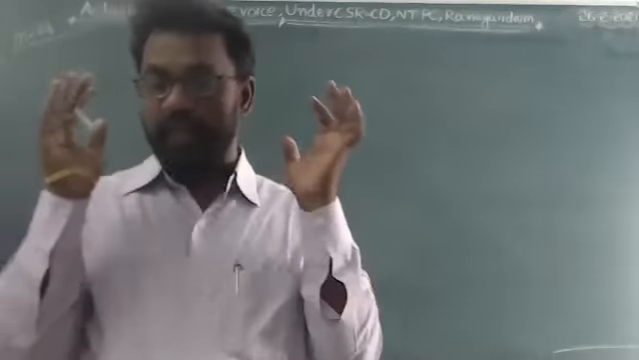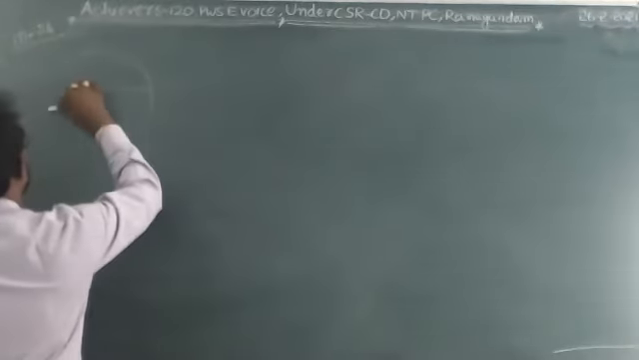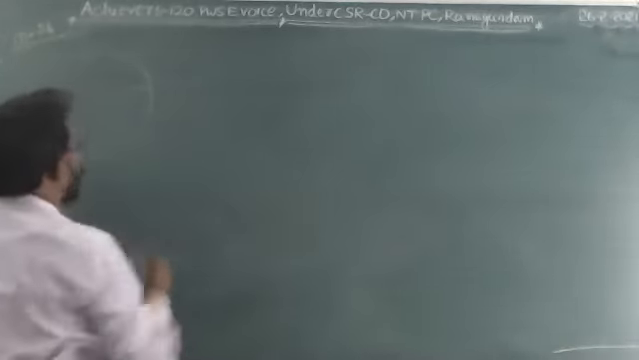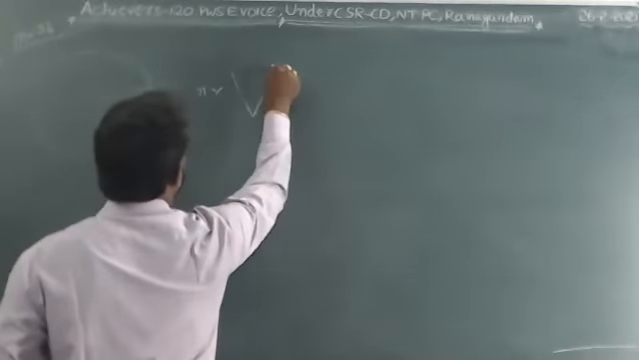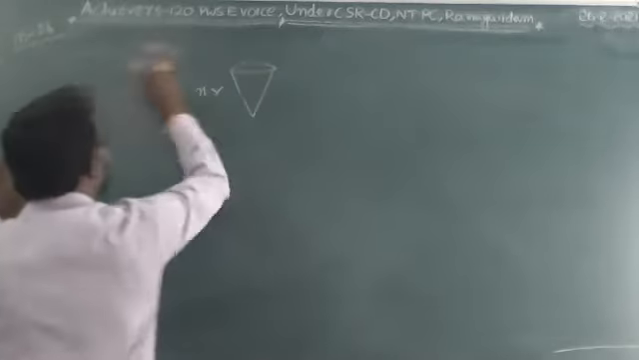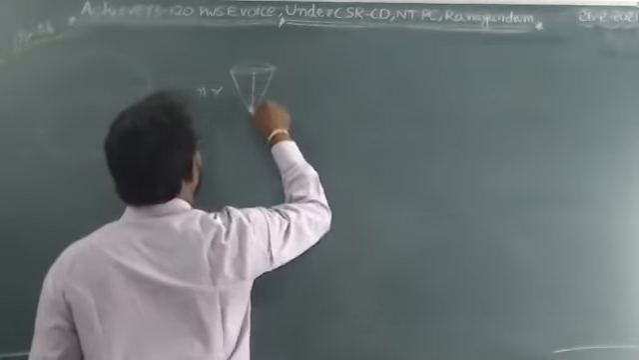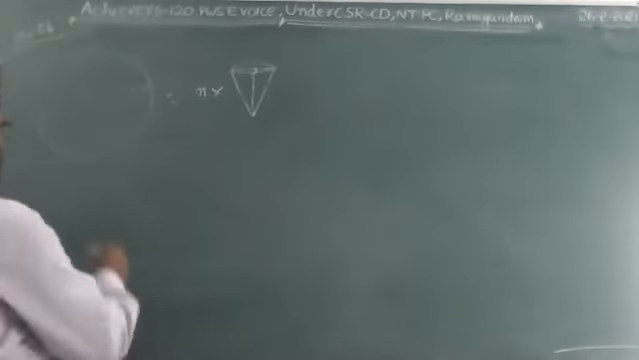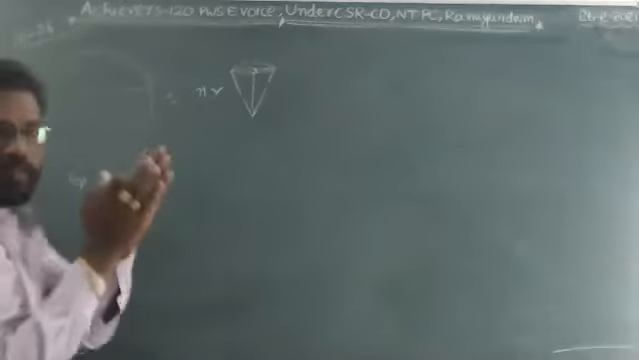The solid metallic sphere, see here, this sphere is converted into cones. How many cones are made? Some small cones with the diameter given, each diameter 4 2/3, and the height also given here. So what is given? This sphere is totally recast and melted.